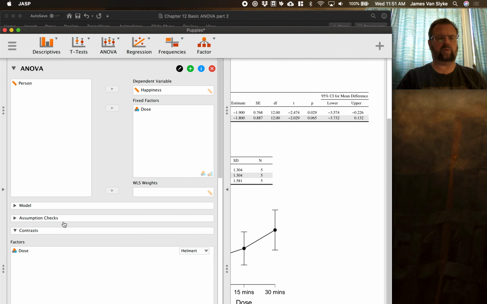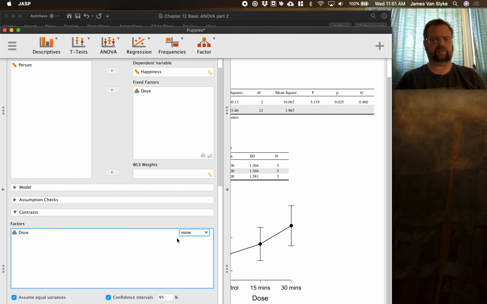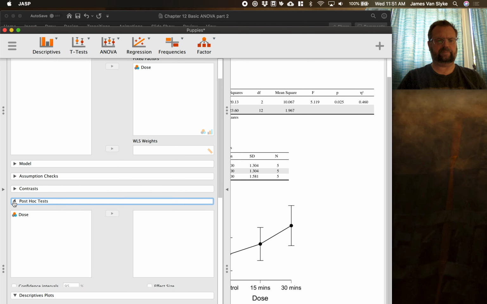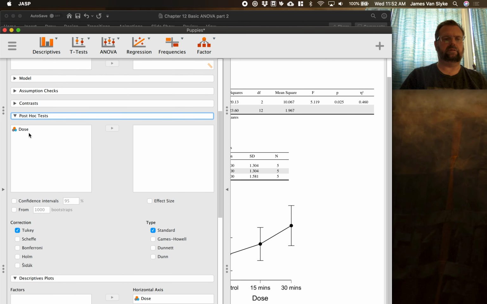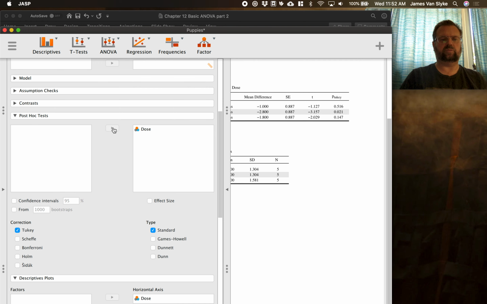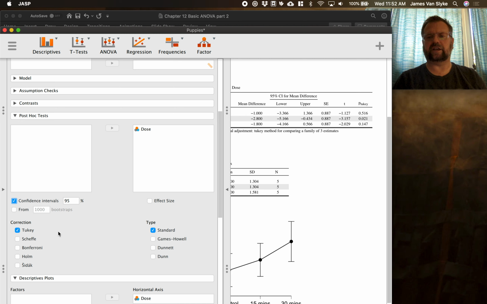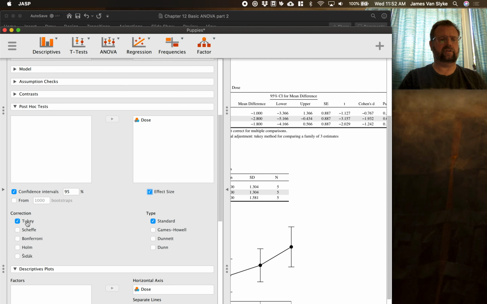So let's go ahead and go back to what we were doing. We're not going to have a contrast at this point. Instead, we're going to use a post hoc test. Now, it's a fairly easy way to do this. We take the dose, we bring it over. We're going to have our confidence intervals, just like we've had before. We're going to have an effect size as well, which in this case is Cohen's d. That's a nice extra step to have. And then remember, we're not going to do the Tukey, we're going to do the Bonferroni.